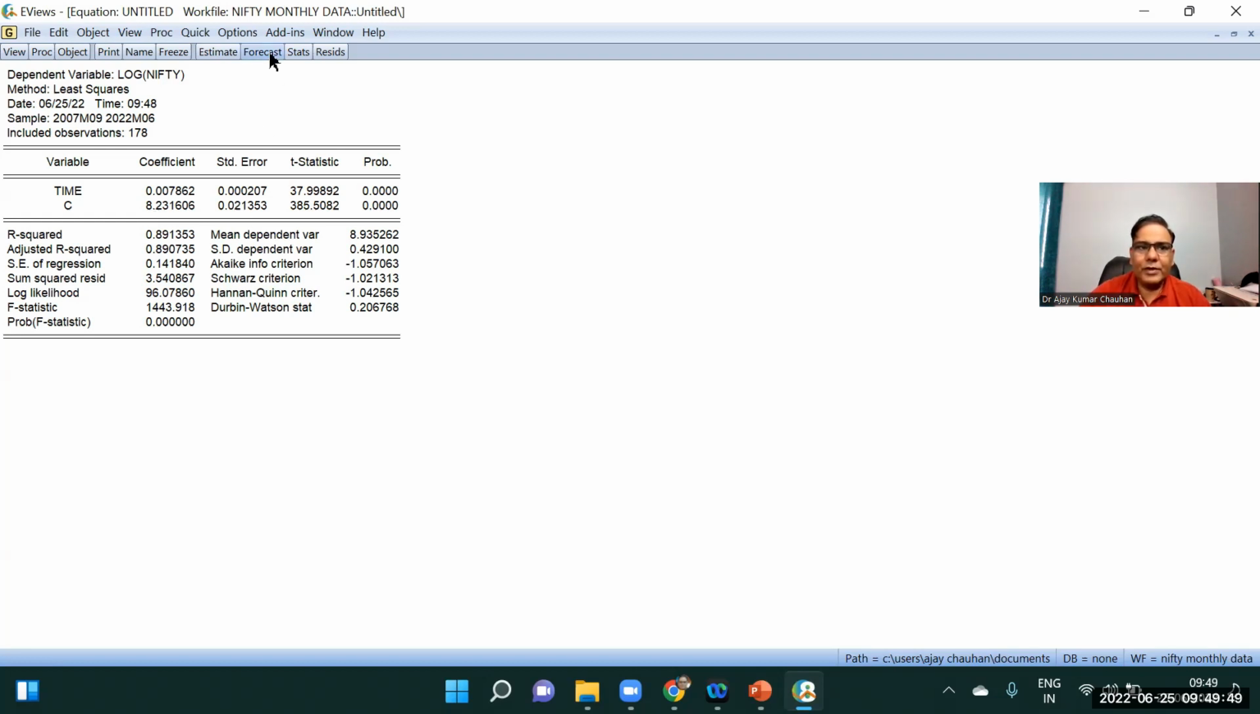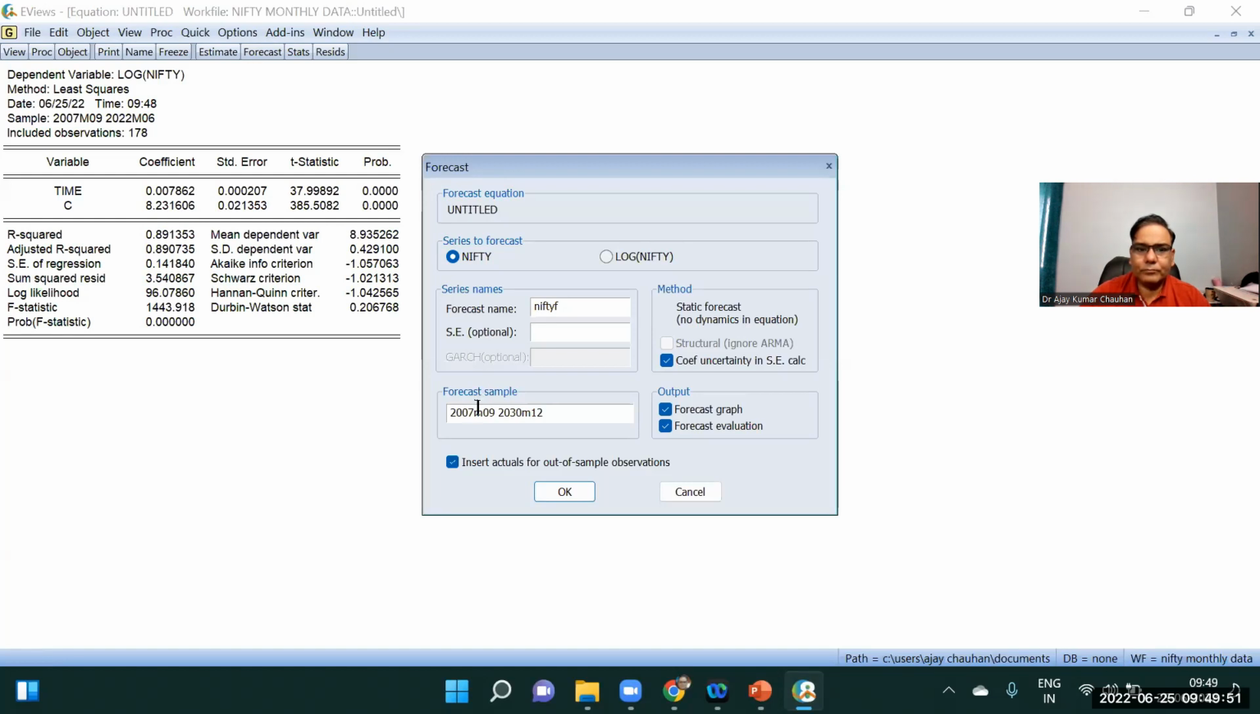So we go to the forecast. The forecast sample is July 2022 up to December 2030. Uncheck this, and it is growth forecasting. So the name of the new forecasted series is growth. And okay.